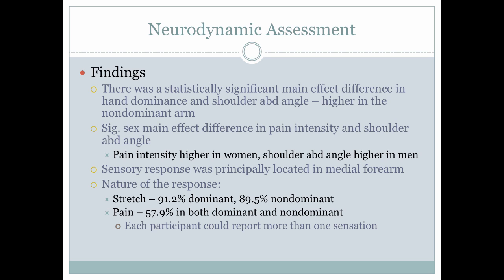The sensory response was principally located in the medial forearm along an ulnar nerve distribution. And the nature of the response in the dominant arm, 91% of the time was stretch. The non-dominant arm, 89.5%. And pain was the second highest in nature at 57.9% in both dominant and non-dominant. The percentages here are high because each participant could report more than one sensation.